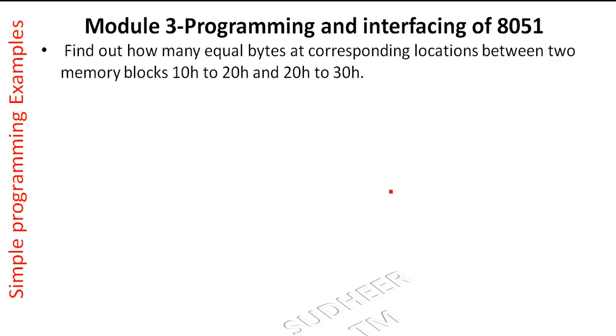Okay, then let us move to the next program. Find out how many equal bytes at corresponding locations between two memory blocks 10H to 20H and 20H to 30H. So what this question is saying, find out how many equal bytes at corresponding locations between two memory blocks. So we have two memory blocks 10H to 20H. We have a block of data from 10 to 20. So 20 is not included here.